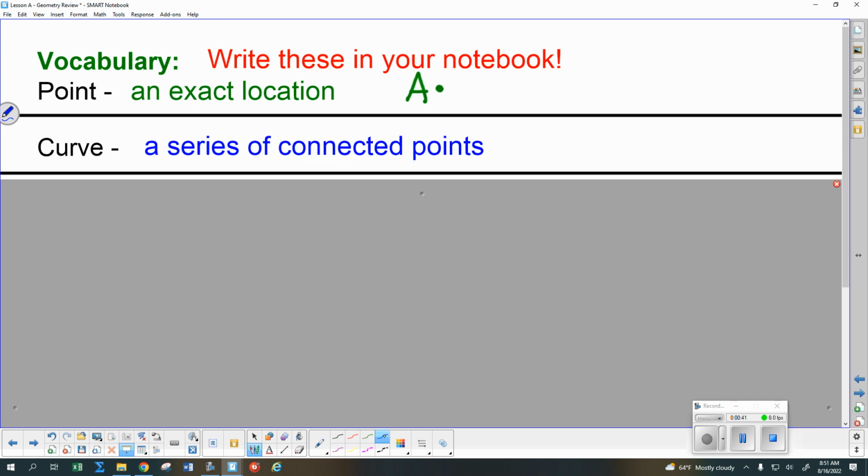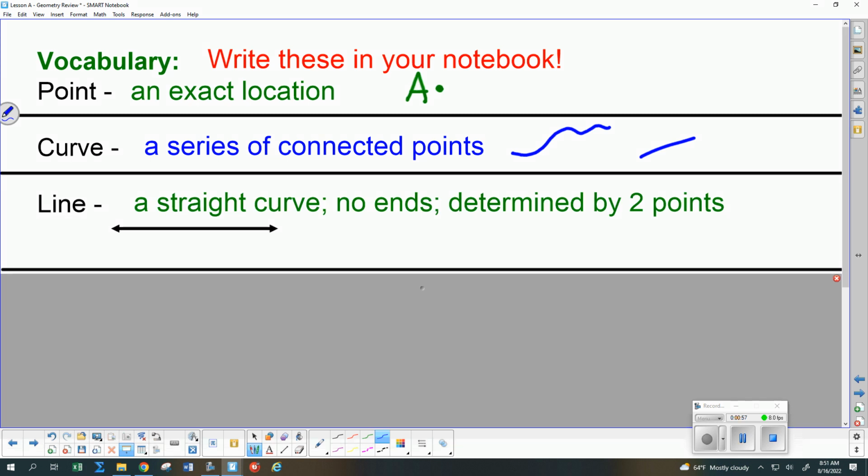A curve is a series of connected points. So we can draw it without picking the pencil up from the paper. So maybe it looks like that. Maybe it is straight. If it is straight and goes forever without ending, we put an arrow on each end of it that we can draw because our papers don't go infinitely far. And it is a line.